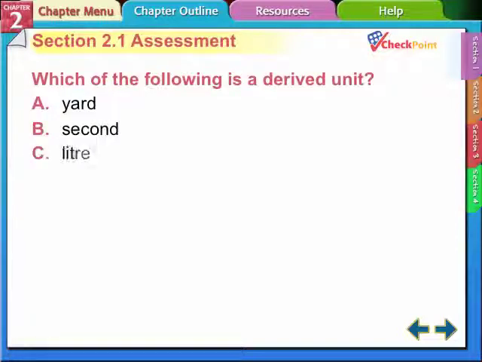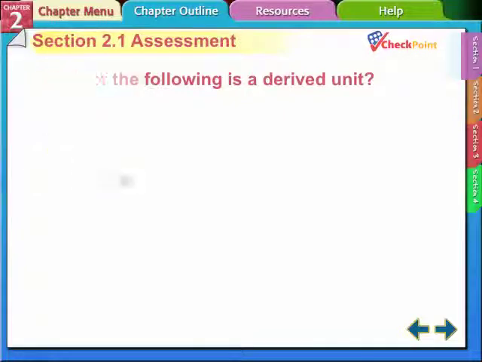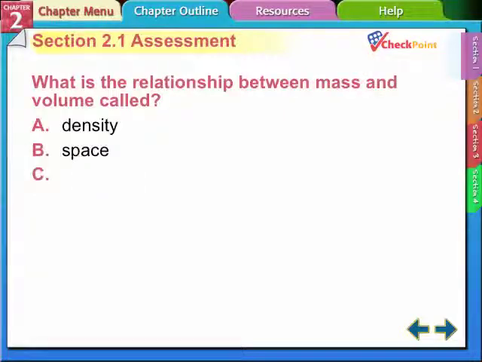All right, that's section 1. Let's do some quick assessment, see what it is that we know. Which of these is a derived unit? It is, of course, the liter. And what is the relationship between mass and volume called? That is, of course, density. So if you've gotten those two, chances are you've done very well. It's not a hard section to understand. However, you do want to keep it in your mind and refer to it and know it and own it.